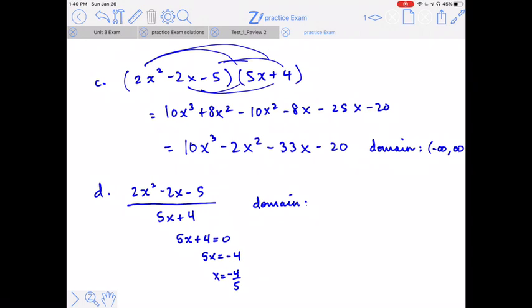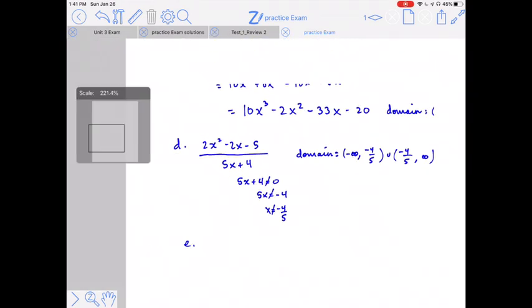So the domain is, I'm going to take this out. X cannot equal this value because I don't want 5x plus 4 to equal 0. So if the domain is everything excluding but not including negative 4/5, it's going to be negative infinity to negative 4/5 and then negative 4/5 to infinity.